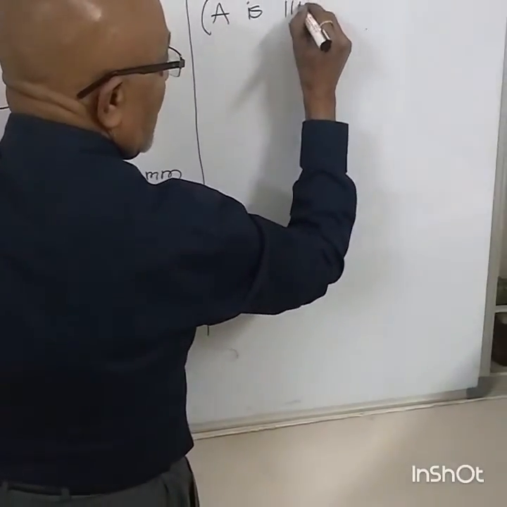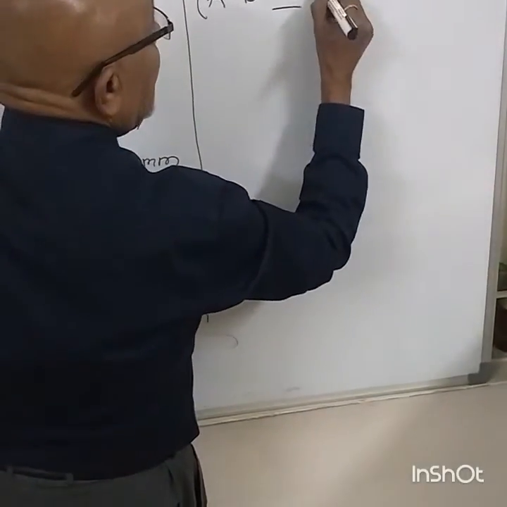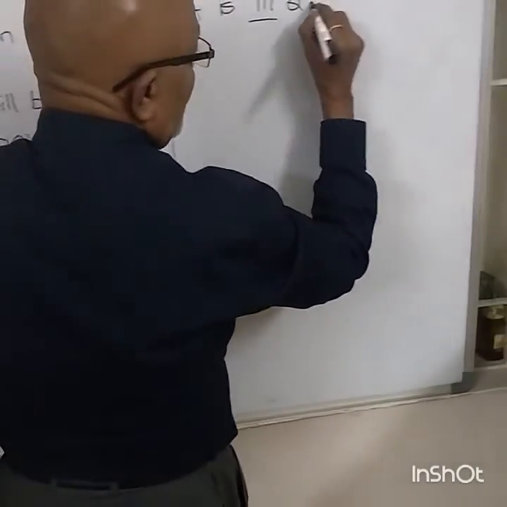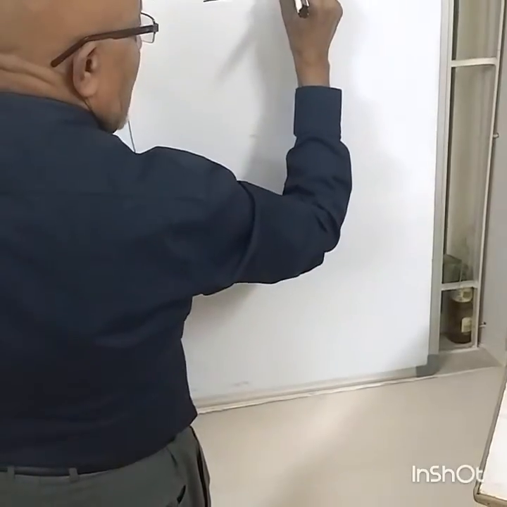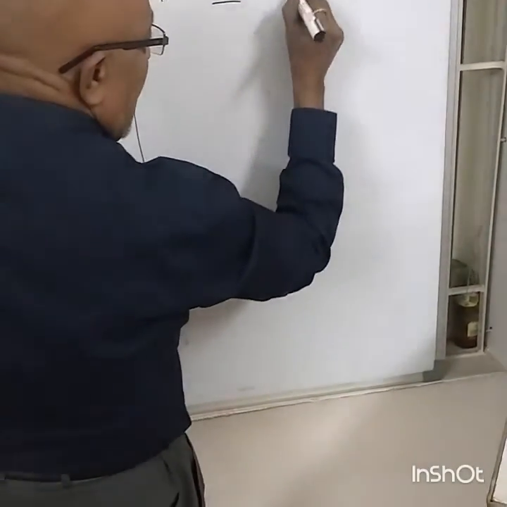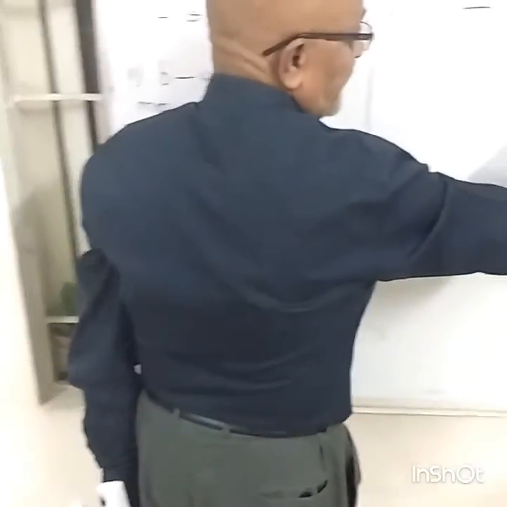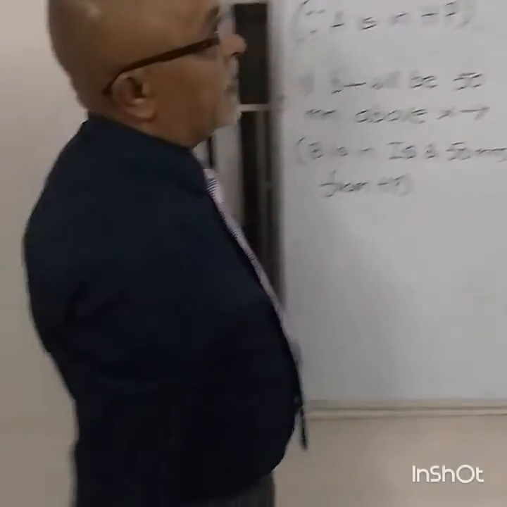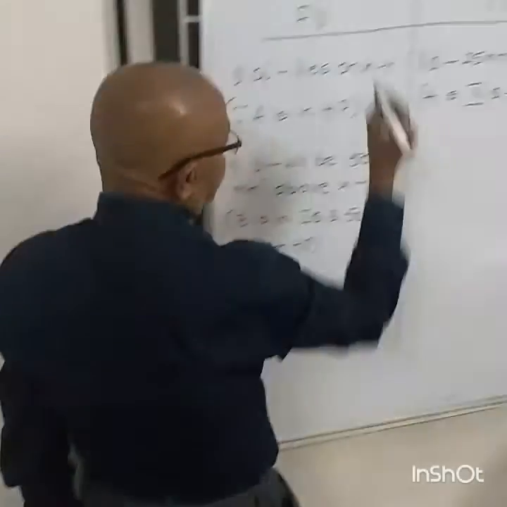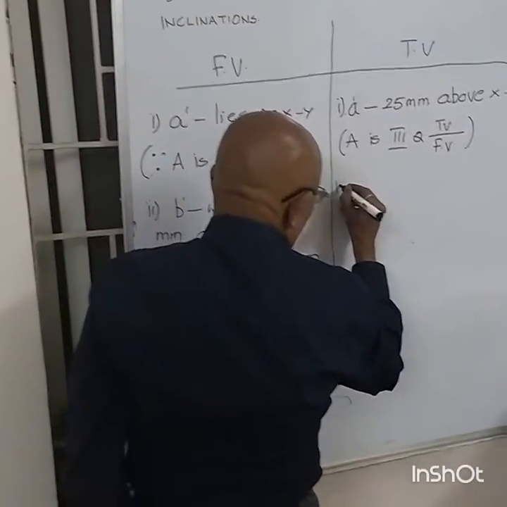Now, this is the position of the front view of the straight line, the two ends of the straight line, and this is the top view position for the two ends of the straight line. Now let us see how exactly we represent them on the drawing sheet.